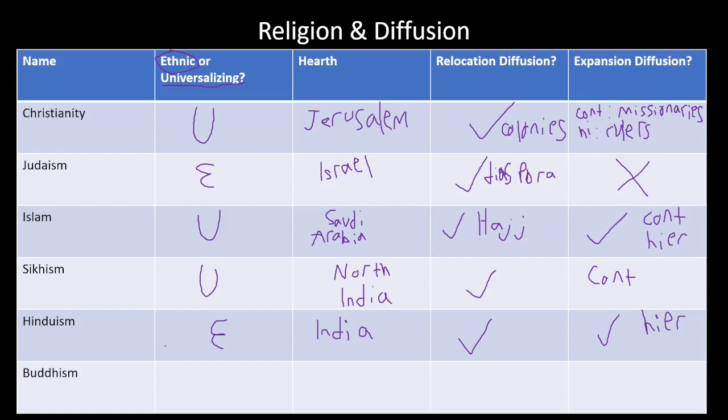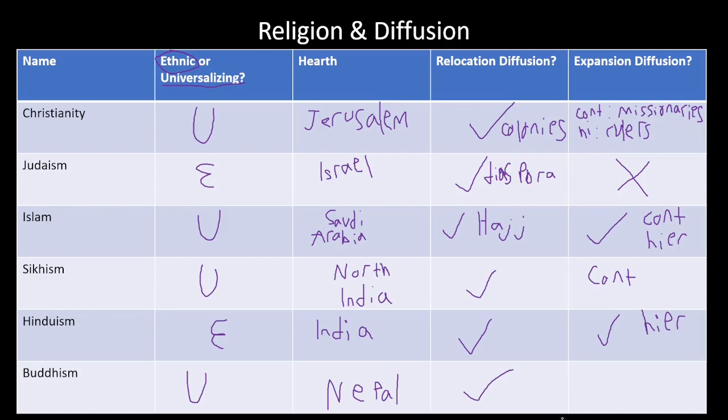Then what about Buddhism? Buddhism has spread a decent amount from its birth. They do have missionaries. They do see converts, so they are a universalizing religion. They started in present-day Nepal. And then, what about relocation diffusion? Relocation diffusion is the most contemporary example for Buddhism. A lot of people are migrating, and Buddhism is spreading that way.